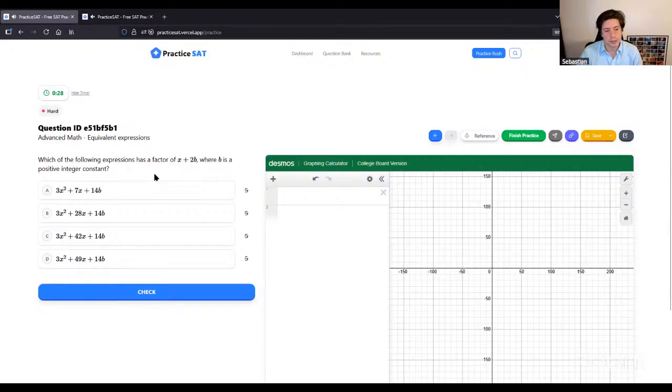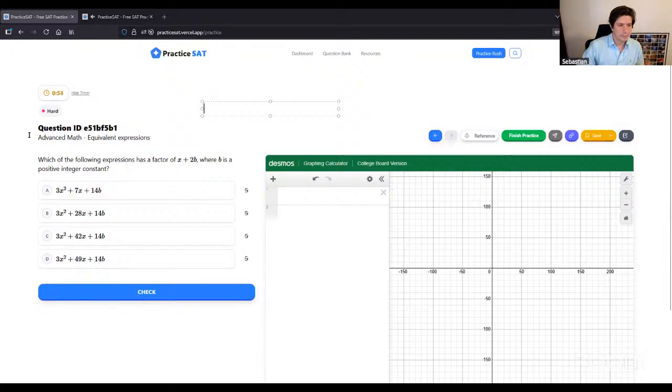Which of the following expressions is a factor of this expression, where b is a constant integer? Oh, I love this one. Yeah, we'll get to trig and geometry. I don't know why they're not popping up. They should be popping up. So we'll do x plus 2b. I'll do this one and then I'll switch it to that. Yeah, it probably is that.